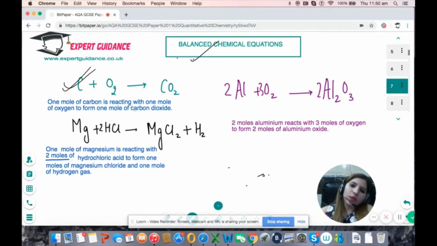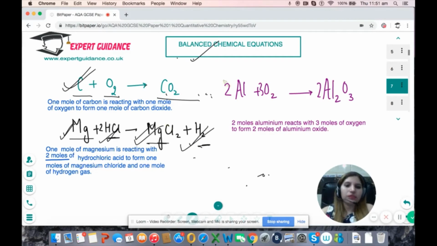So if this is an equation, carbon plus oxygen gives carbon dioxide, this equation tells us that 1 mole of carbon is reacting with 1 mole of oxygen, making 1 mole of carbon dioxide. On the other hand, the next equation, Mg plus 2HCl gives MgCl2 plus hydrogen, tells us that 1 mole of magnesium combines with 2 moles of hydrochloric acid to form 1 mole of magnesium chloride and 1 mole of hydrogen. 4Al plus 3O2 gives 2Al2O3 tells us that 4 moles of aluminium combines with 3 moles of oxygen to give 2 moles of aluminium oxide.